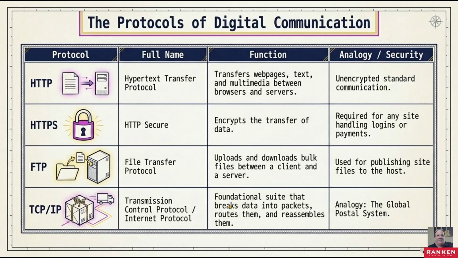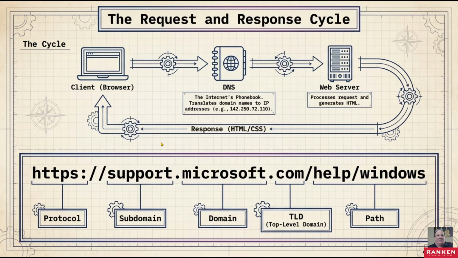So it's considered kind of like, to make an analogy here, the global postal system, right? So the request and response cycle, okay? Basically, you start with a client like a browser, right? So what happens is when you type in an internet name, whatever it may be. Let's say ESPN, okay?